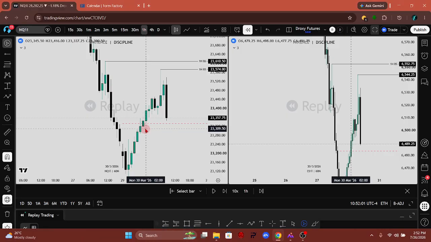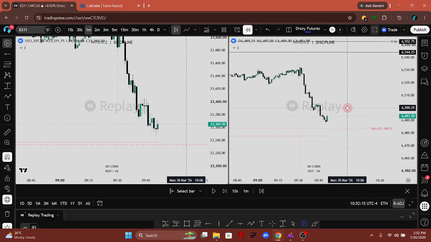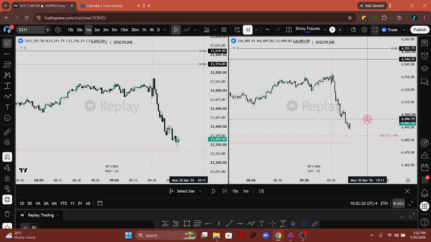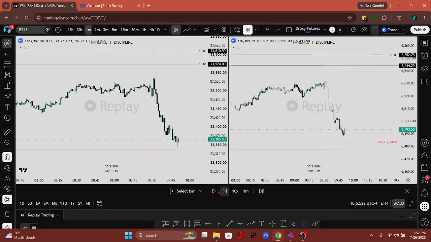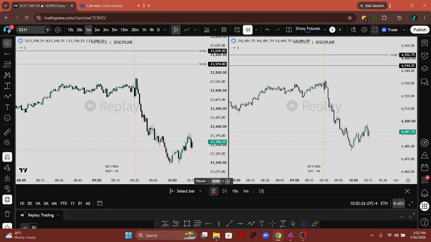Since London is from 2 to 5, it starts from here, and you can see there is no swing. This candle here didn't form a swing low. So I don't put much focus on it. Do you understand? I just mark my levels and I wait. Most of the time, all I'm doing is just waiting.